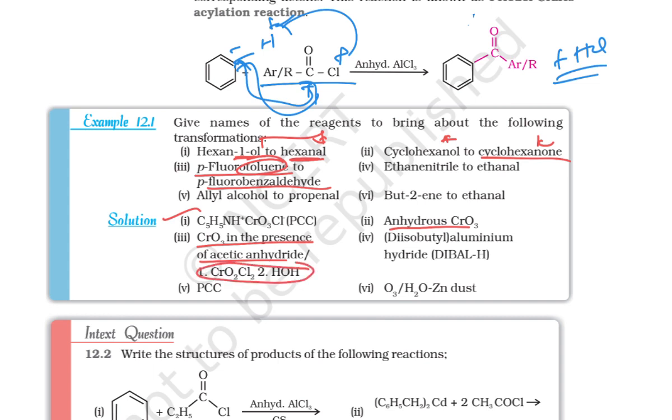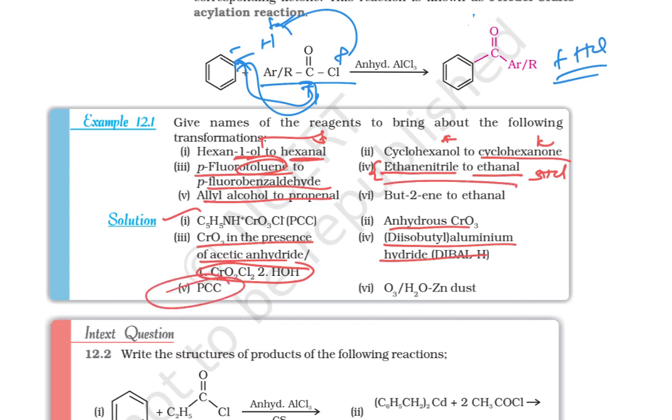So next, the fourth one, ethane nitrile to ethanal. Obviously we can use HCl and tin chloride, right? Instead we can also use diisobutyl aluminum hydride, because diisobutyl aluminum hydride converts your cyanide and your ester into aldehyde. So next, allyl alcohol to propanal. Pyridinium chlorochromate we can use again.